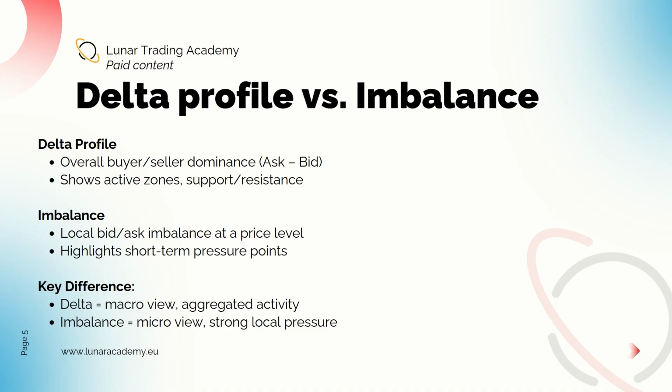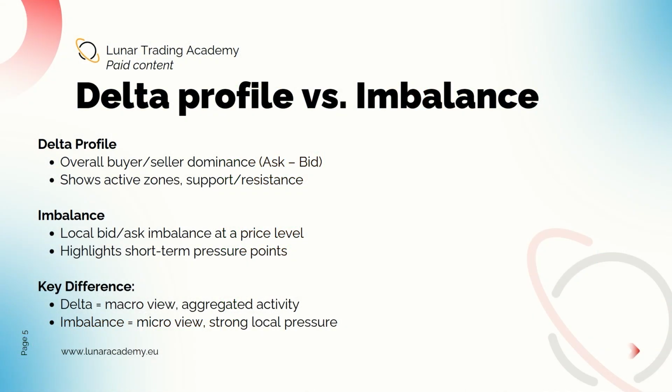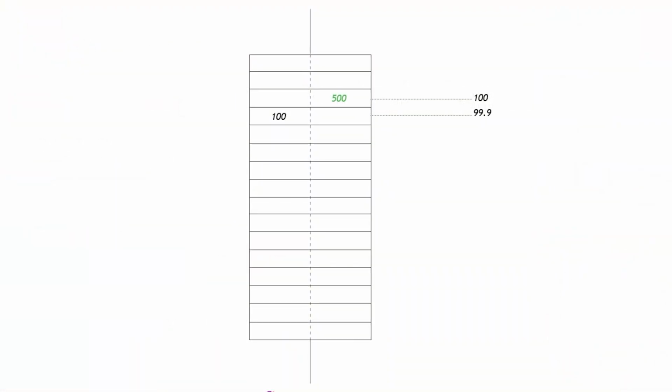Imbalance in an order flow footprint chart is typically measured diagonally, meaning it compares aggressive buyers on the ask at a given price level with aggressive sellers on the bid on the tick below. For example, at price 100, there were 500 contracts traded on the ask, market buys. At price 99.9, there were 100 contracts traded on the bid, market sells. That gives a ratio of 500 to 100, 5 to 1, which is a strong buying imbalance.